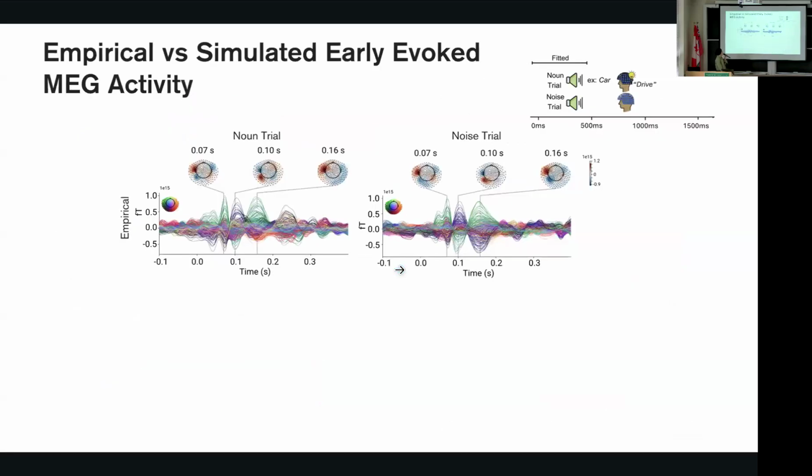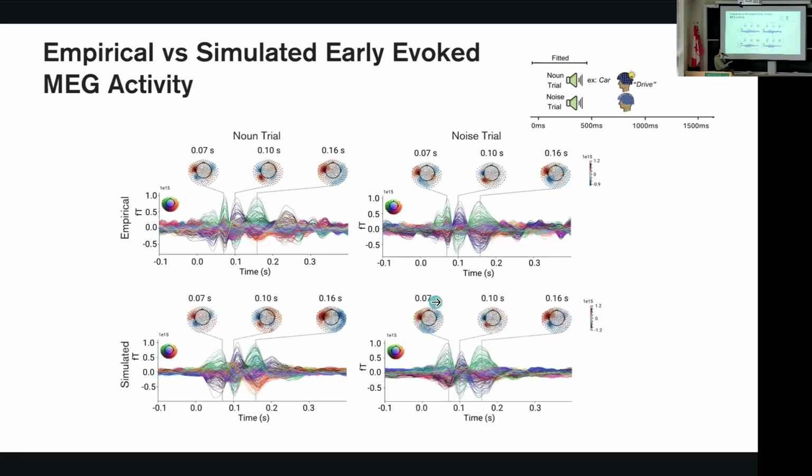And so what we have to check is whether the simulated activity ends up matching the empirical, and this is the data for one subject. We see that our model fitting works in that the evoked response over time, the temporal evolution of it, in both trials, noun and noise, match one another, but also the spatial topography of these ERPs.